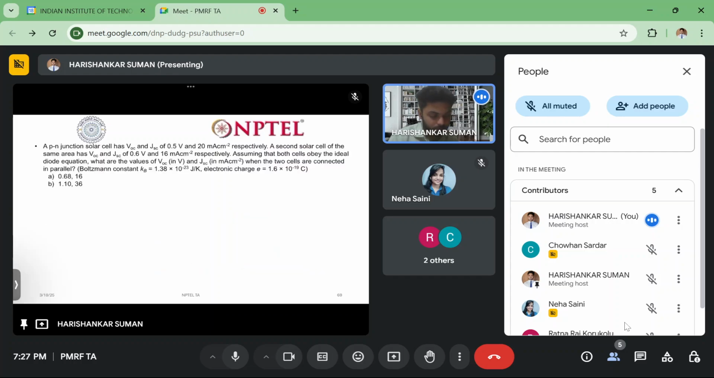Next question. A PN junction solar cell has VOC and JSC given respectively. A second solar cell of the same area has its VOC and JSC given. Assuming both cells obey the ideal diode equation, what are the values of VOC and JSC when the two cells are connected in parallel?